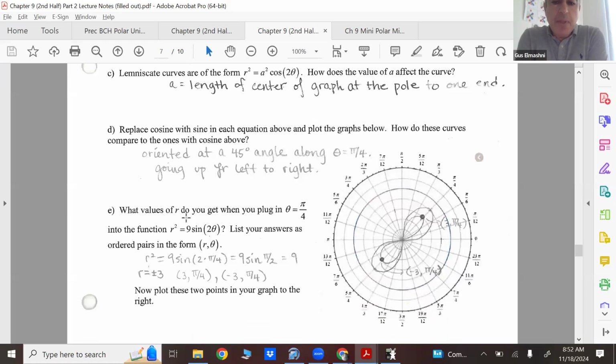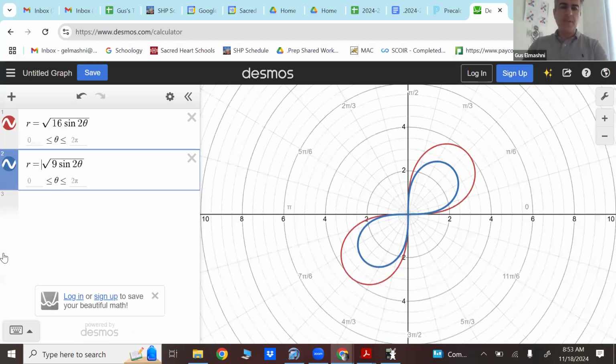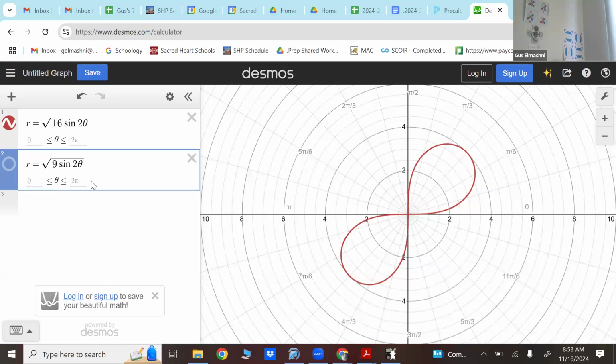What values of r do you get when you plug in theta equals pi over 4? Well, I guess that's why it does that, because you're doing 2 theta. What's 2 times pi over 4? Pi over 2. And remember, if you want the length of the loop, there's only one loop. Let me turn off the second one. Okay.